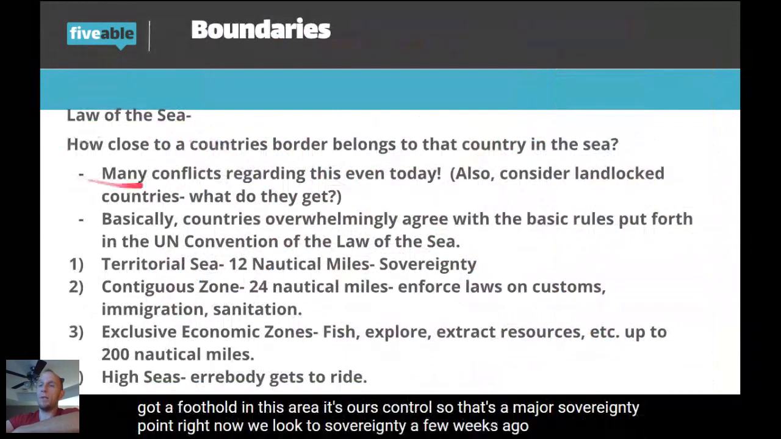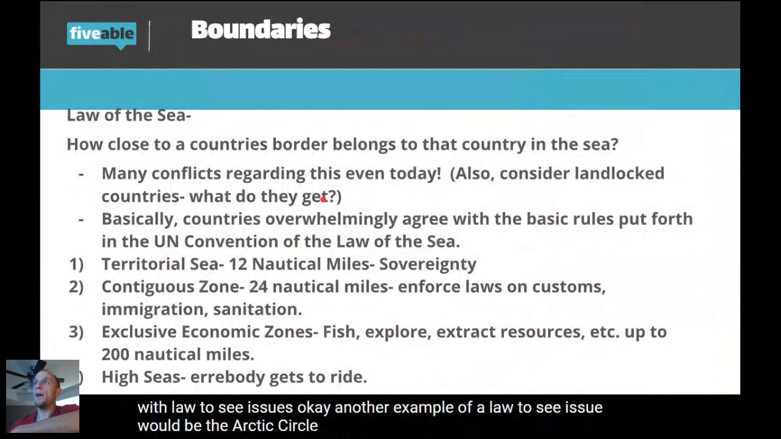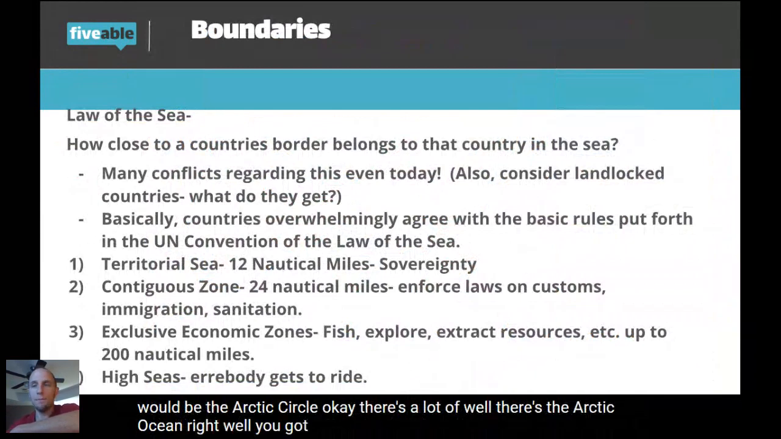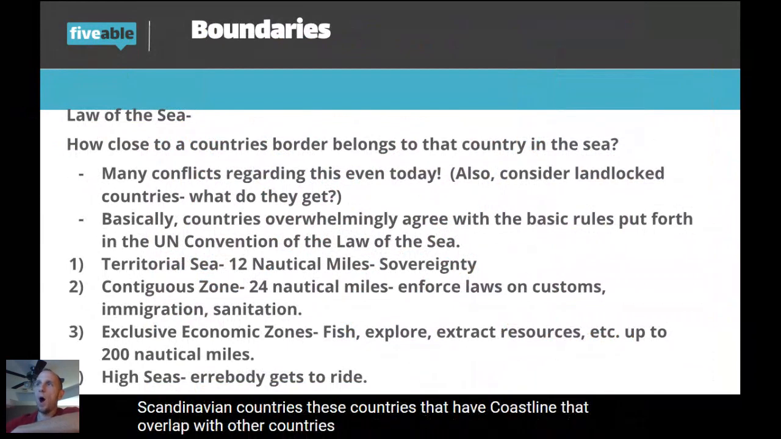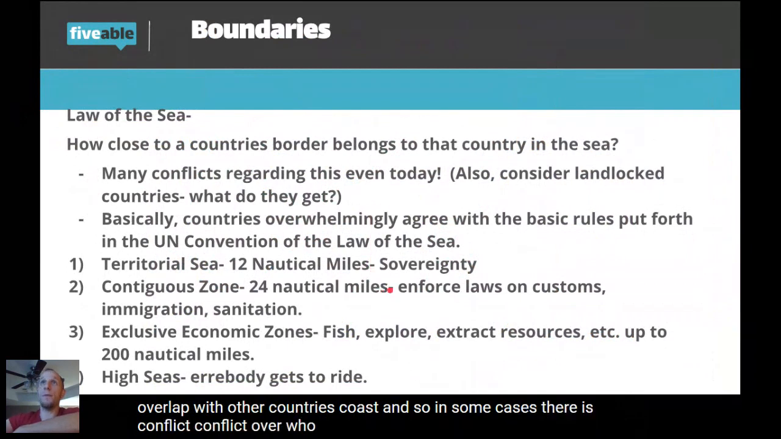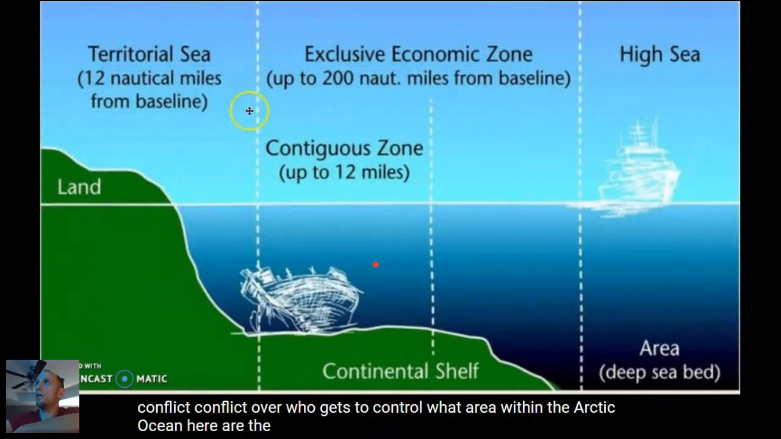We looked at sovereignty a few weeks ago, having to do with law of the sea issues, okay? Another example of a law of the sea issue would be the Arctic Circle, okay? There's the Arctic Ocean, right? Well, you've got Canada, you've got Russia, you've got Scandinavian countries. These countries have coastline that overlaps with other countries' coasts. And so in some cases, there is conflict over who gets to control what area within the Arctic Ocean.